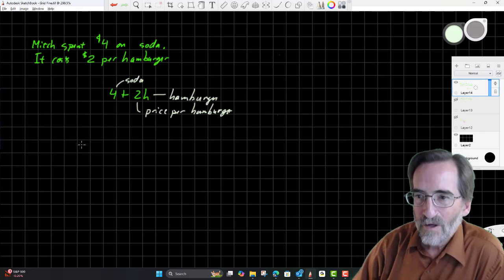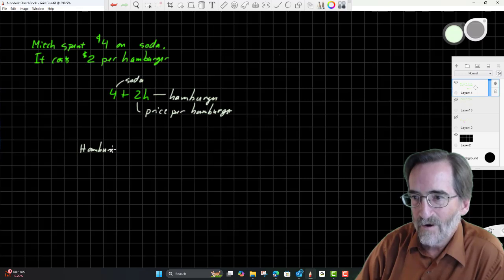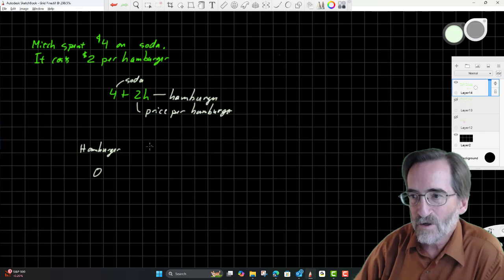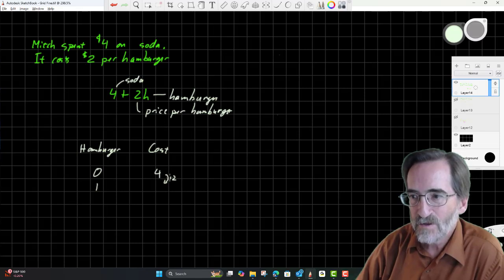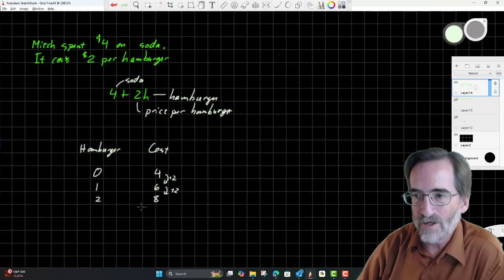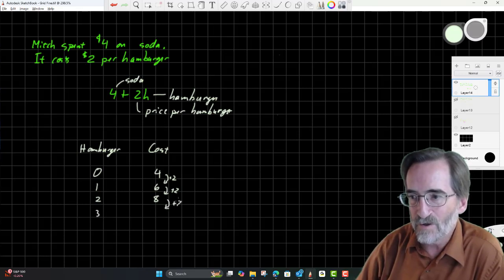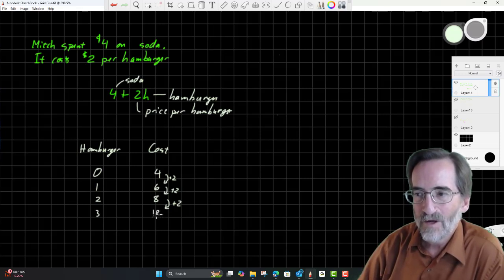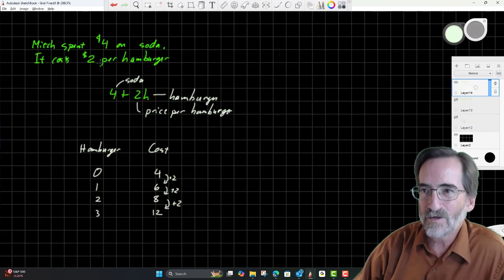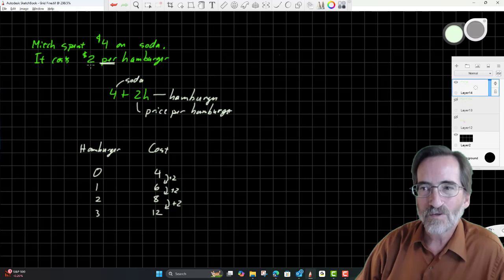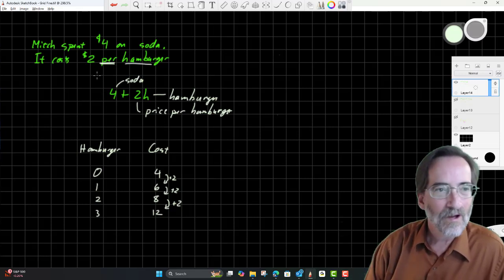And we can make a table. Hamburgers. If we buy 0 hamburgers, the cost of his meal is $4 because he bought a soda for $4. Expensive soda. If he bought 1 hamburger, he just added $2 to his meal. If he buys 2 hamburgers, he just added another $2 to his meal for a total of $4 added to his meal. If he buys 3 hamburgers, he's added a total of $6. $6 for 3 hamburgers, but add the $4 original cost. So again, that per word is a key. It tells you this is going to be a number multiplied by a variable. 2 is the coefficient. Hamburgers is the variable. All right. Hopefully that makes sense.